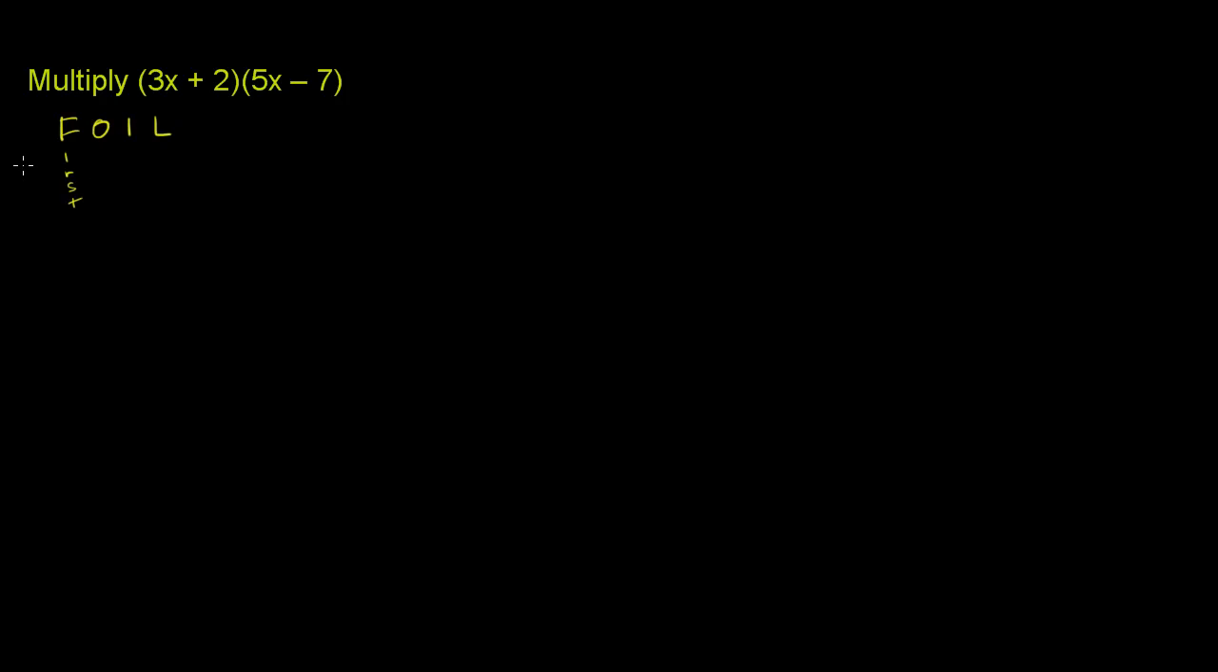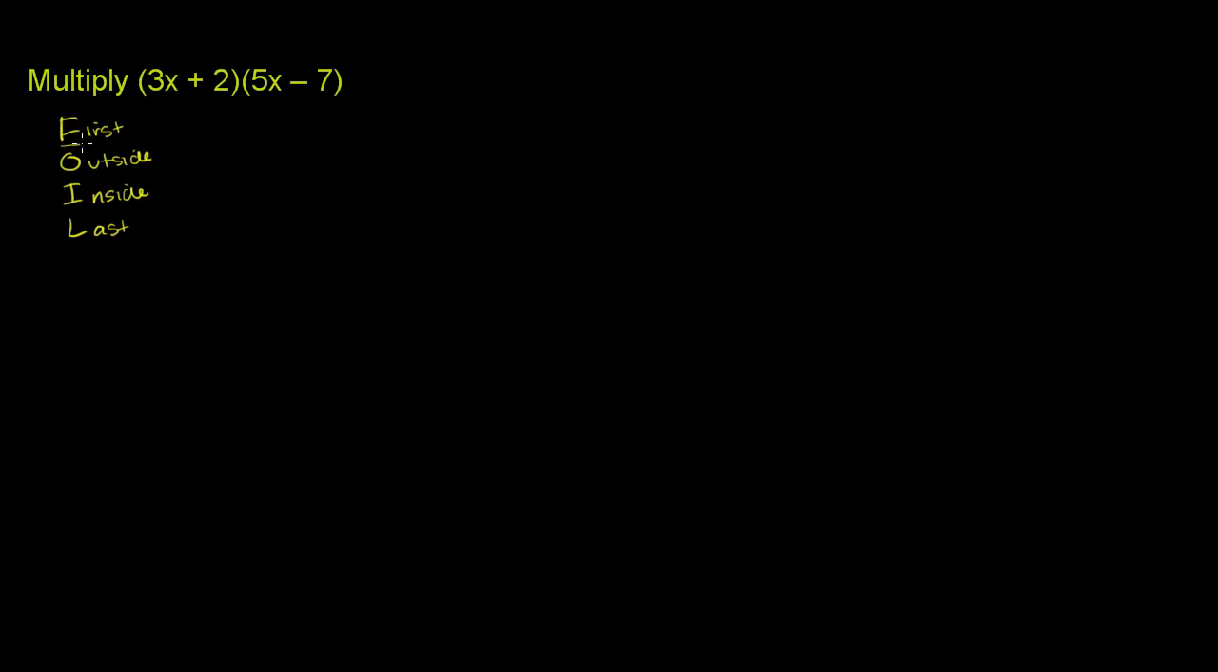So FOIL literally stands for first, outside. Let me write it this way. FOIL, where the F in FOIL stands for first. The O in FOIL stands for outside. The I stands for inside. And then the L stands for last. And the reason why I don't like these things is when you're 35 years old, you're not going to remember what FOIL stood for, and then you're not going to remember how to multiply this binomial. But let's just apply FOIL.